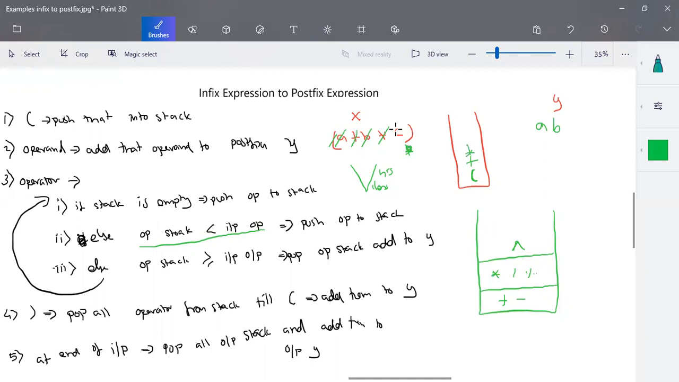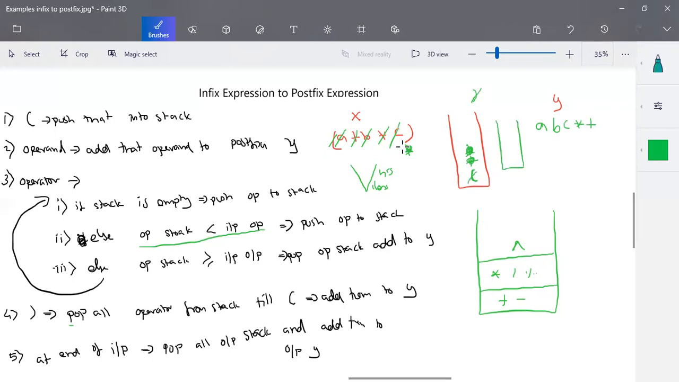Okay, the next element to be scanned is C. C is an operand, and an operand can be directly added to the output. The next thing is a close bracket, or a right parenthesis. When a right parenthesis comes, we pop all the elements from the stack till the left parenthesis. First star will be popped out and added to the output expression. Plus will be popped out and added to the output expression. And the parenthesis will be scanned.